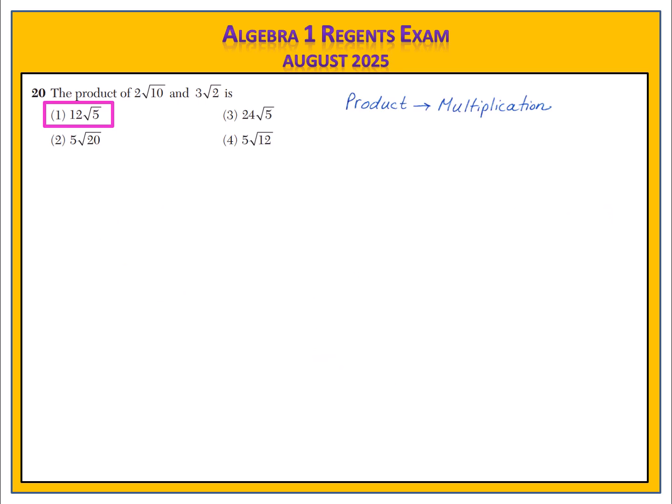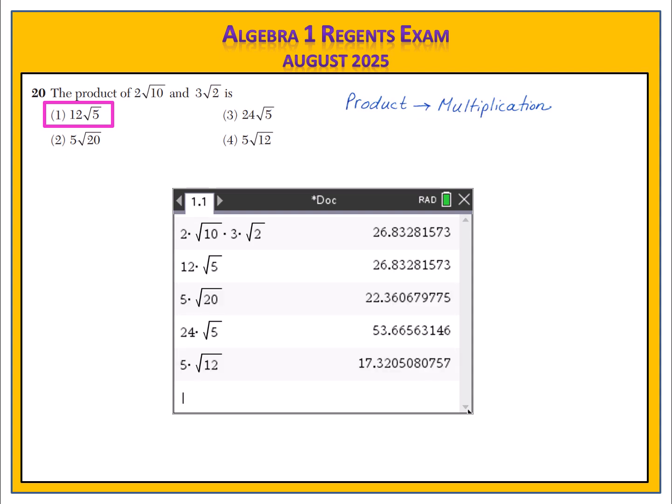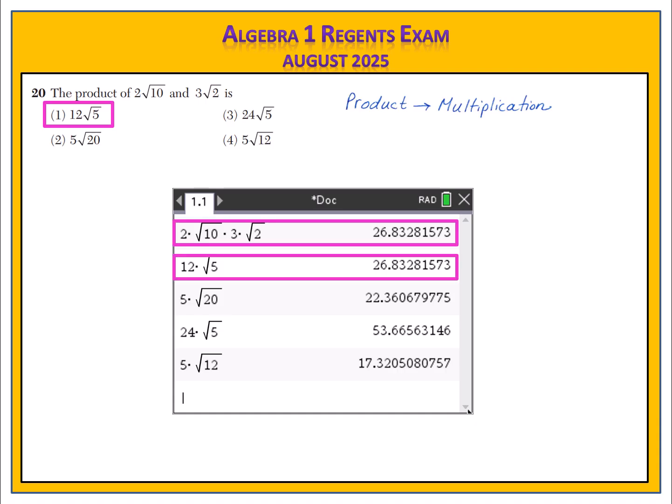We simply enter 2 square roots of 10 times 3 square roots of 2 in the calculator to find the approximate equivalent decimal. Then put each of the 4 choices into the calculator and see which one or ones match the original. If only one matches, then you found your answer. That's what happens in this case. If more than one came out to be the same, that means one of them is not in simplest form, and you would have to look a little more closely.